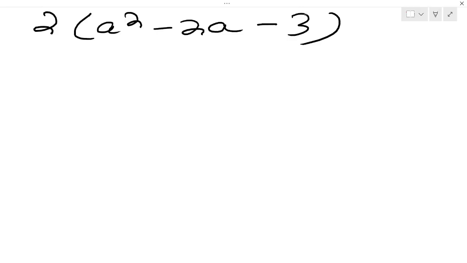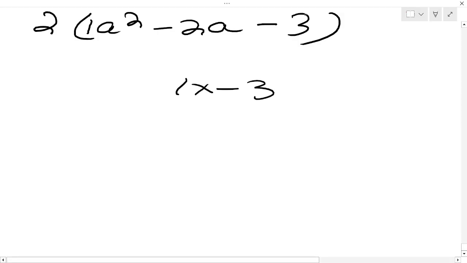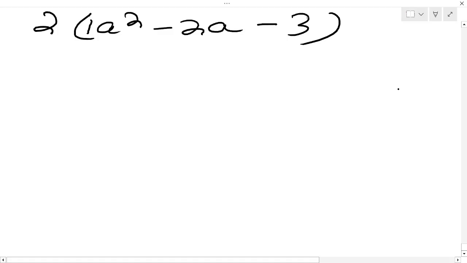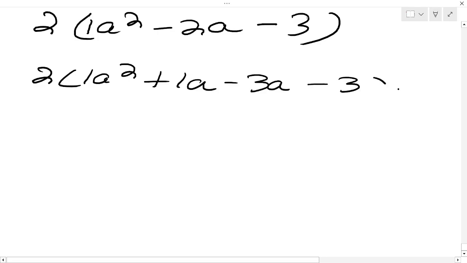So the coefficient of a squared is 1, and this is 3. So 1 multiplied by negative 3 is negative 3. But if we subtract that, it is negative 2. So these factors are totally correct. We're going to use positive 1 and negative 3. So what will I write? I will write here 2 bracket 1a squared. Then I'll write positive 1a, and I'll then write negative 3a minus 3.